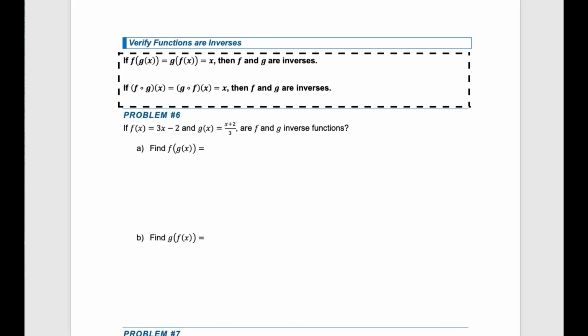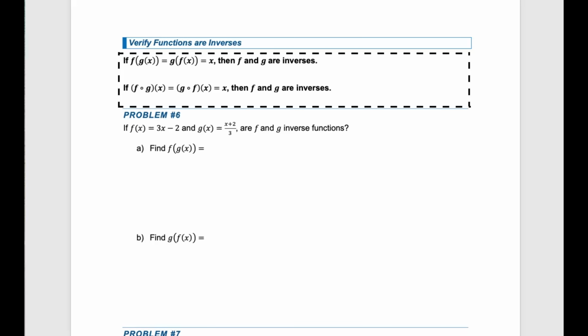All right, we are continuing in section 7.2, where we're talking about inverse functions. And we talked about last time how we could see those inverse functions in a graph, but now we want to know how can we verify that these functions are actually inverses of each other, besides looking at the graph like we did in the last video.